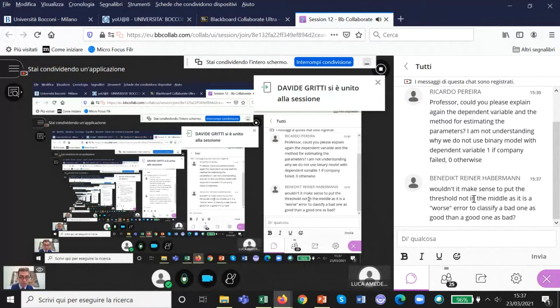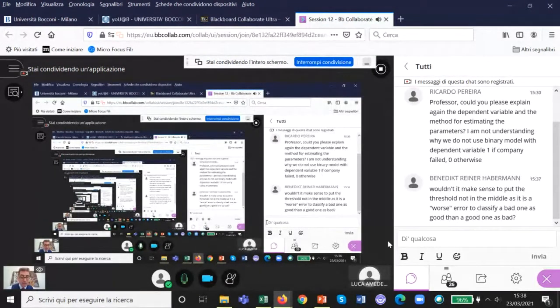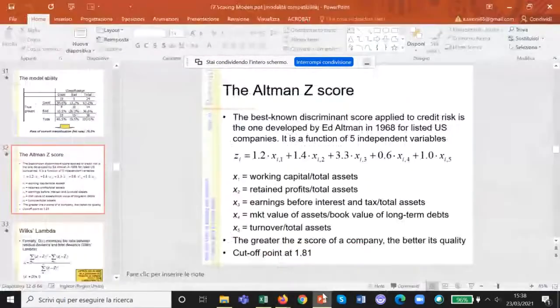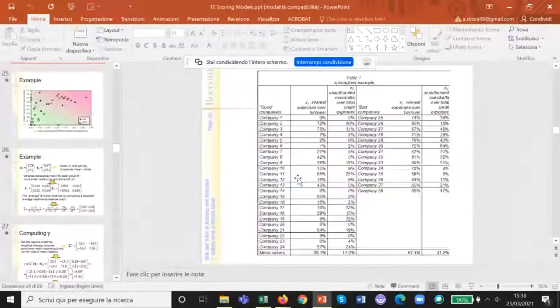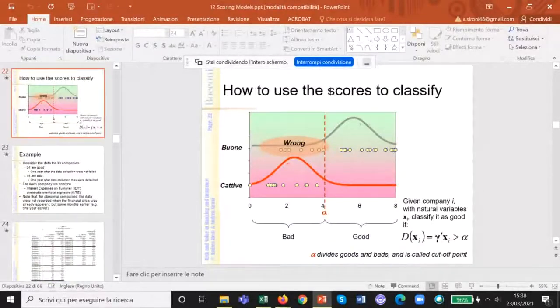Another question, wouldn't it make sense to put the threshold not in the middle, as it is a worse error? That's a very good question. The question is, shouldn't we actually put the cutoff point not exactly here in the middle, but rather take into account that the two error types, i.e.